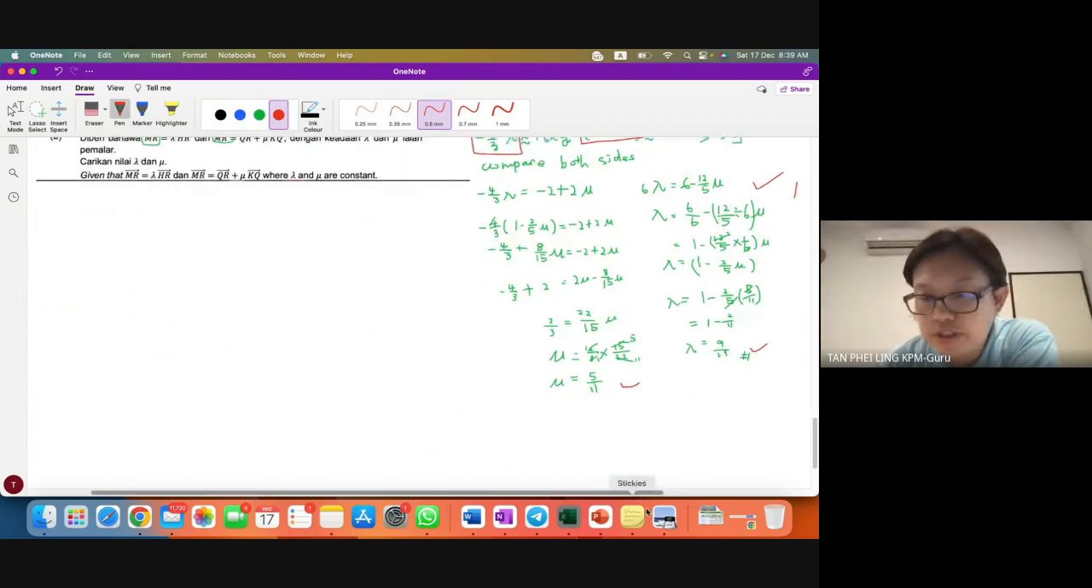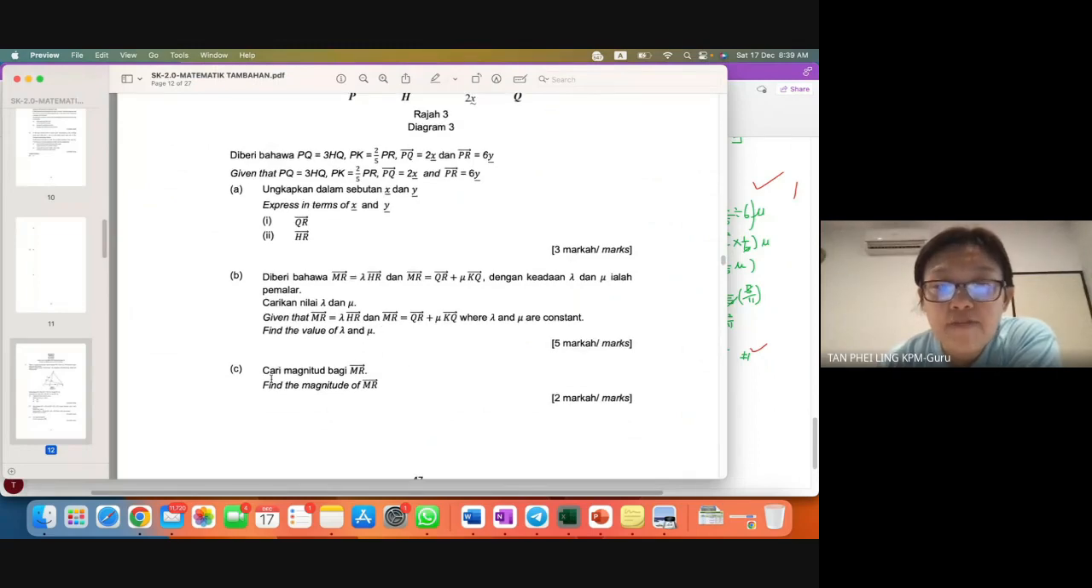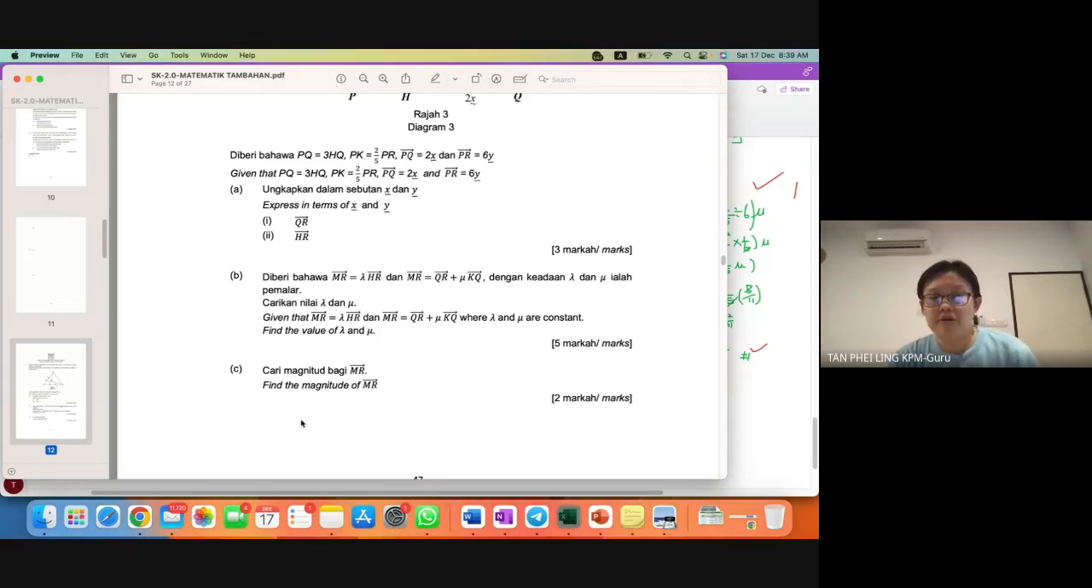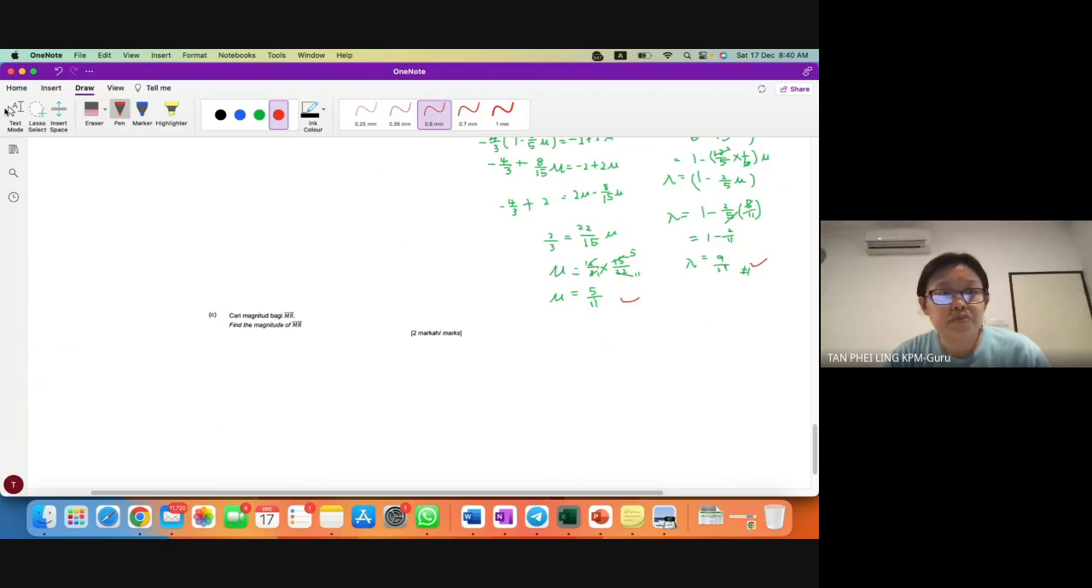Let's continue first. Move on to one more part. Find the magnitude MR. 2 marks. So this is a 10 marks question. Magnitude of MR. What does it make you think of, what formula, my dear? What formula for magnitude?